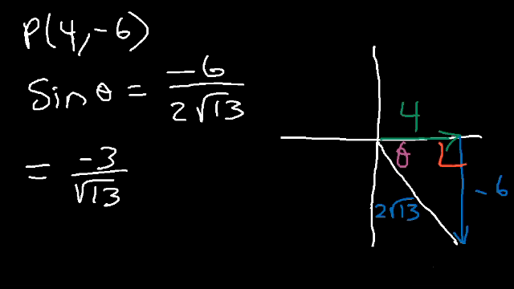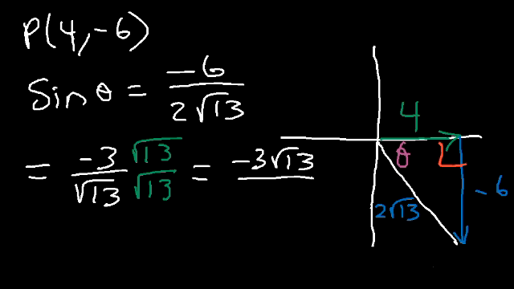Now, typically, whenever you have a radical in the denominator of a fraction, you need to rationalize the denominator. So we've got to multiply the top and the bottom of the fraction by root 13. So it's going to be -3 root 13. The square root of a number times the square root of a number is the number inside. So we're just going to have a 13 on the bottom. So this is the value of sine theta.